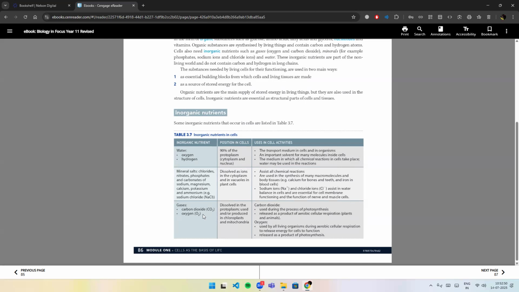Gases: carbon dioxide and oxygen, dissolved in the protoplasm, used and or produced in chloroplasts and mitochondria. Carbon dioxide is used during the process of photosynthesis and released as a product of aerobic cellular respiration. Oxygen is used by all living organisms during aerobic cellular respiration to release energy for cells to function, and is released as a byproduct of photosynthesis.